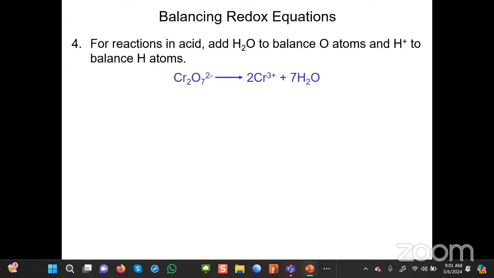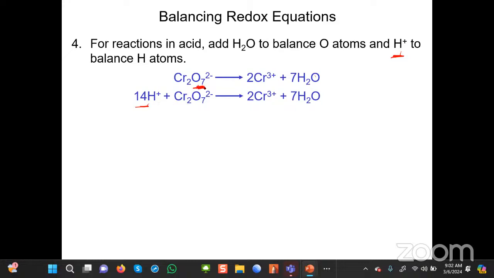So in this particular case, before we added the water, we had 7 oxygens here, which means that we need to add 7 water molecules. So we have 7 oxygens on the right side, right? So the oxygens are now balanced. Then we have to balance the hydrogens. How do we do that? Well, we have 14 hydrogens here on the right side. We have none on the left. So what we need to do is add 14 hydrogen ions on the left side in order to balance the hydrogens, all right?